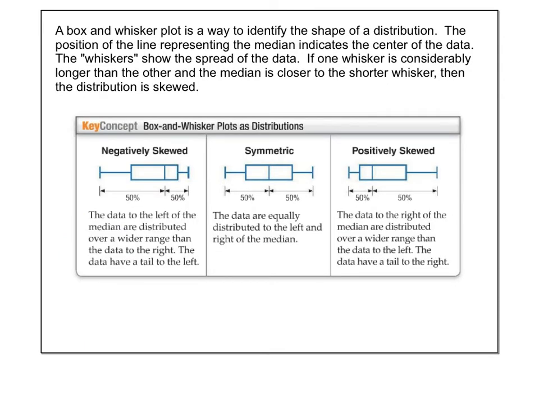A box and whisker plot is a way to identify the shape of a distribution. The position of the line representing the median indicates the center of the data. The whiskers show the spread. If one whisker is considerably longer than the other, and the median is closer to the shorter whisker, then we have a skewed distribution.